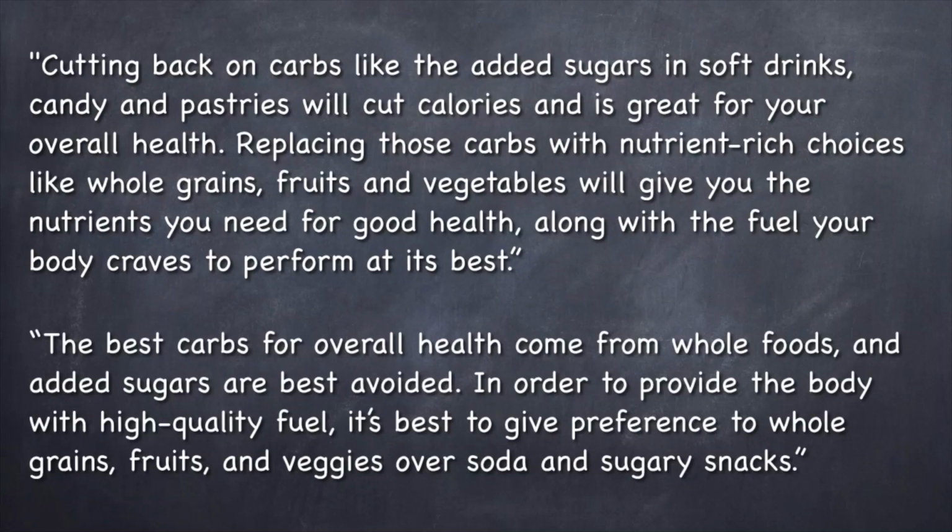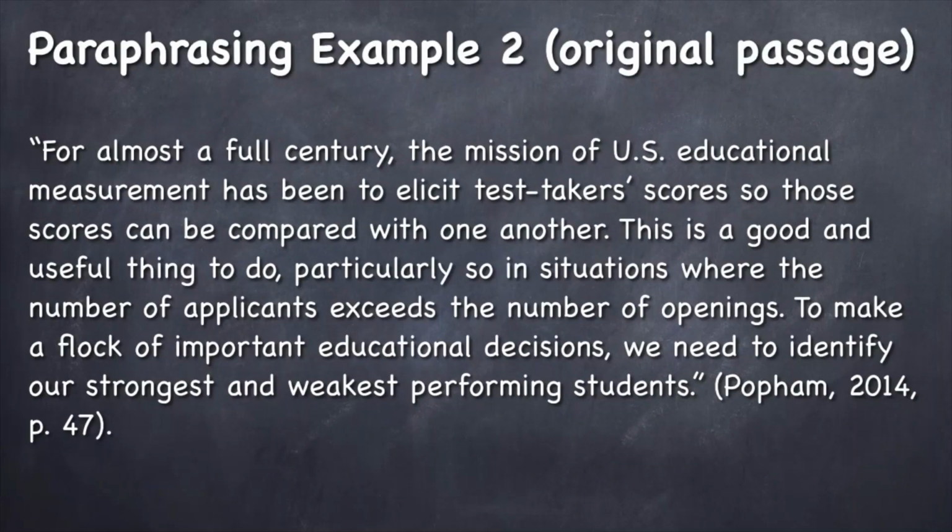The best carbs for overall health come from whole foods, and added sugars are best avoided. You see, that's all general, no examples. And now we continue again from more general and we end with examples. In order to provide the body with high quality fuel, it's best to give preference to what? To examples: whole grains, fruits and veggies, over soda and sugary snacks. See, examples come last. Here's our second paraphrasing example.